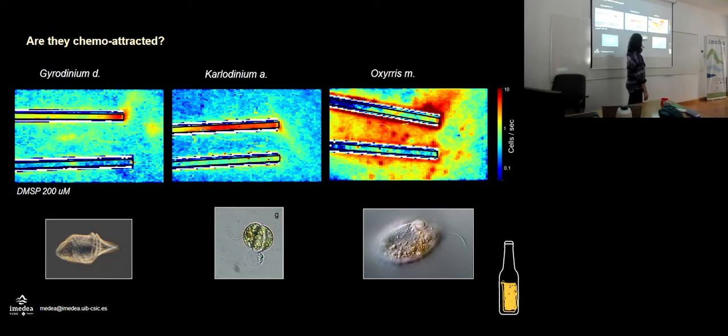Oxyrrhis is a mess. It seems to like the capillary by itself, probably because of the reflection, so there might be some phototaxis, where it goes to the capillary because there's reflection.